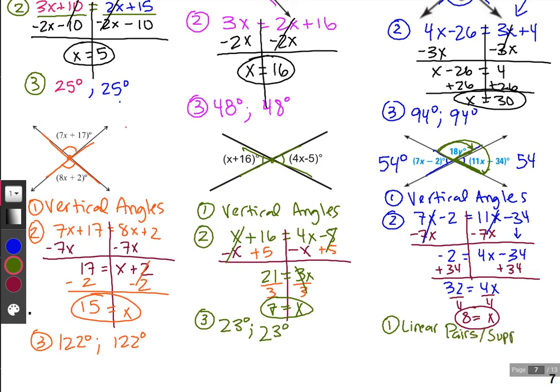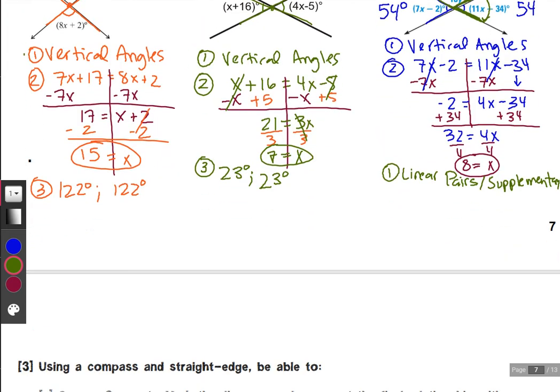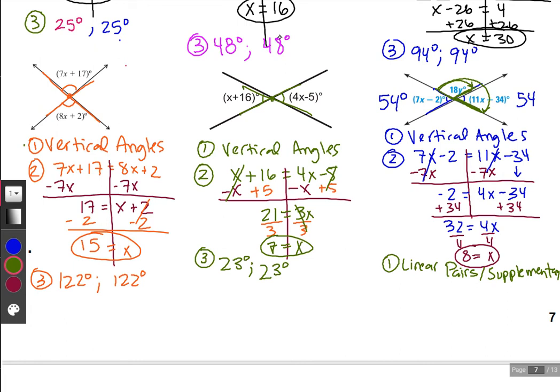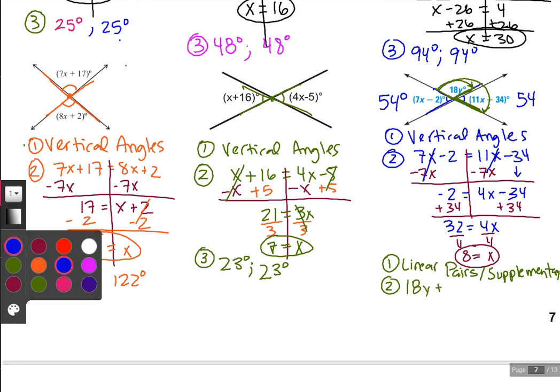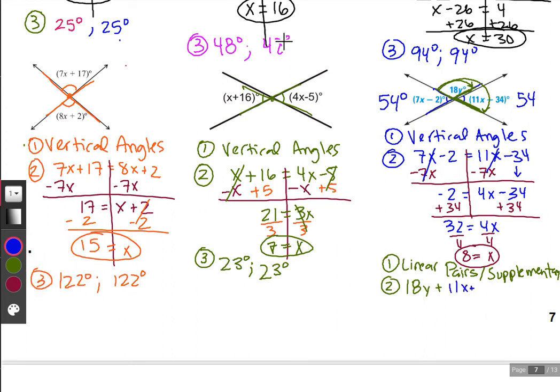Okay, and by rule, linear pair supplementary, here we go, have to add to 180 degrees. That's what the definition of supplementary is. And so we have 18y plus, I'm going to write this in a different color to kind of make this more obvious, 11x plus 34 is equal to 180 degrees.